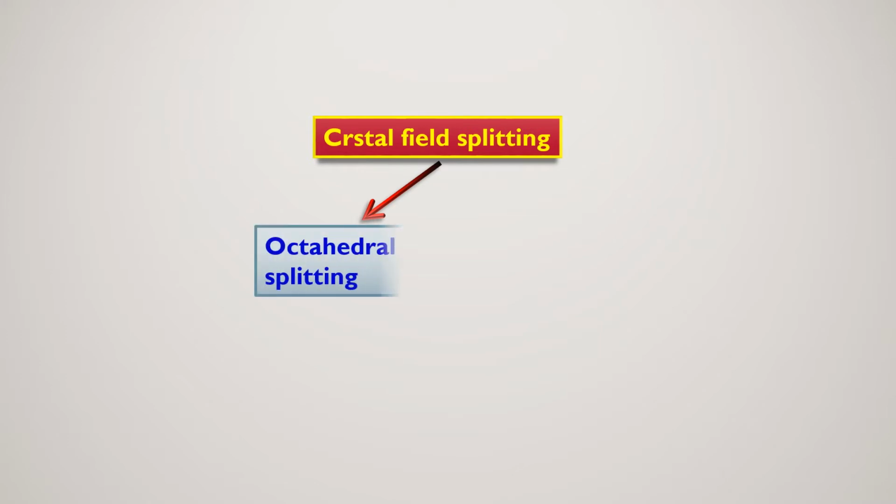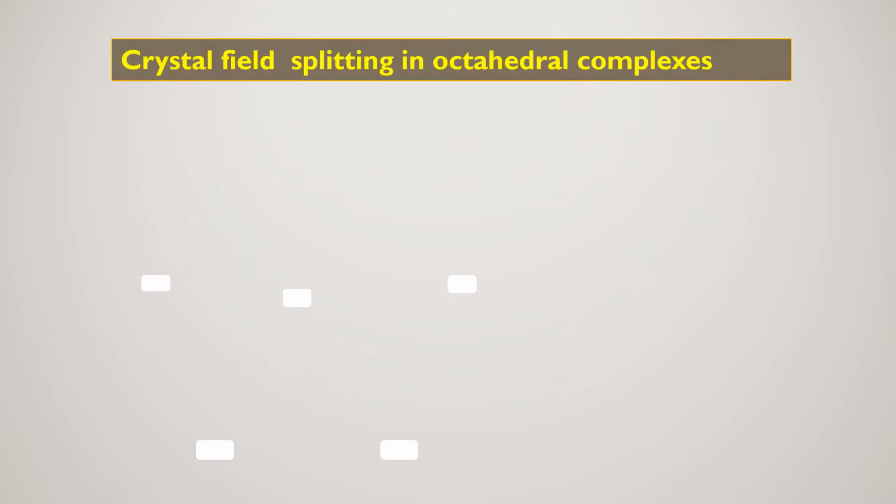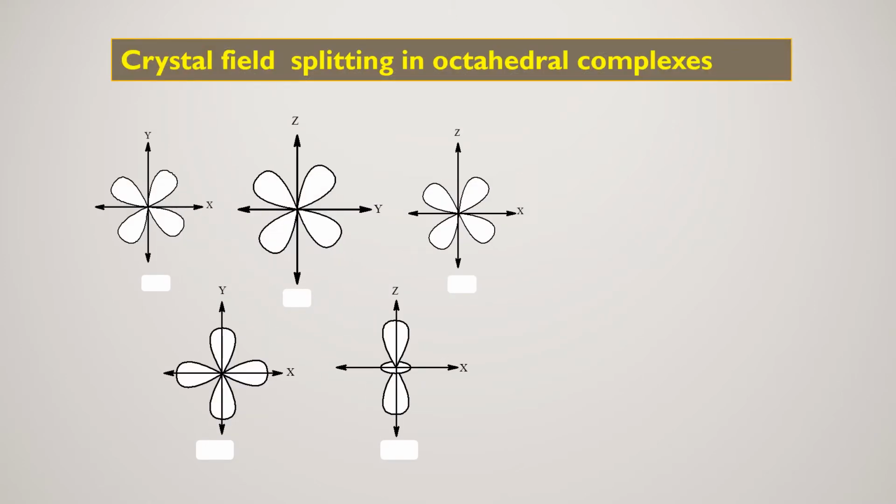In crystal field splitting there are mainly two types: one is octahedral and the other is tetrahedral. Out of these two, one will be asked in the examination. See, crystal field splitting in an octahedral complex. The metal has d electrons, so the electrons enter the d orbitals. There are 5 d orbitals: dxy, dyz, dxz, dx square minus y square and dz square. These are the shapes of the 5 d orbitals.